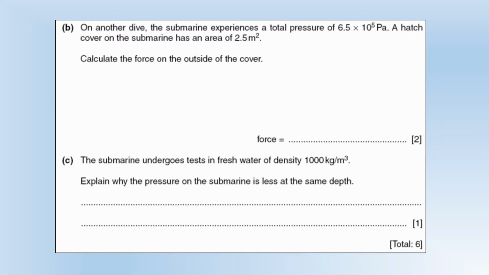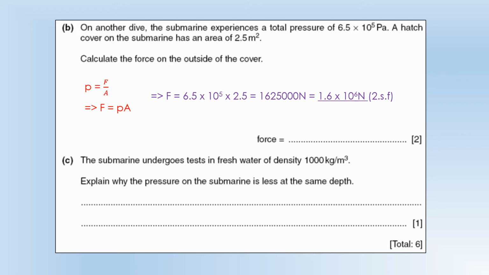On another dive, the submarine experiences a total pressure of 6.5 times 10 to the 5 pascals. A hatch on the submarine has an area of 2.5 meters squared. Calculate the force on the outside of the cover. So we're going to rearrange the pressure equation here to make force the subject, plug the numbers in, and that gives us our force acting on the outside.